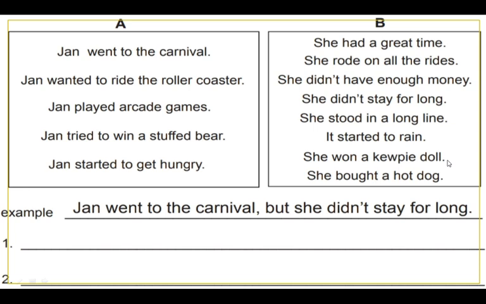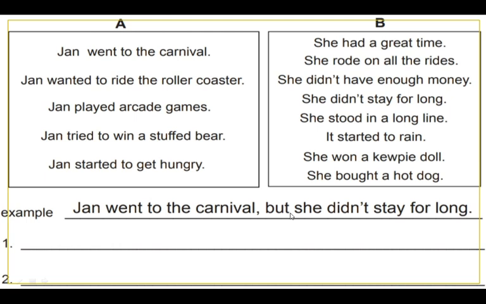So our second exercise will be, okay, from here you need to combine the sentences in the box A with the sentences in the box B. So we can use the basic conjunctions: and, but, or. The example over here, they gave you the example: Jen went to the carnival, but she didn't stay for long. Okay, so they use the first sentence from the box A, and then from the box B, they use the answer, she didn't stay for long. So here, they use the conjunction but to combine the two sentences.